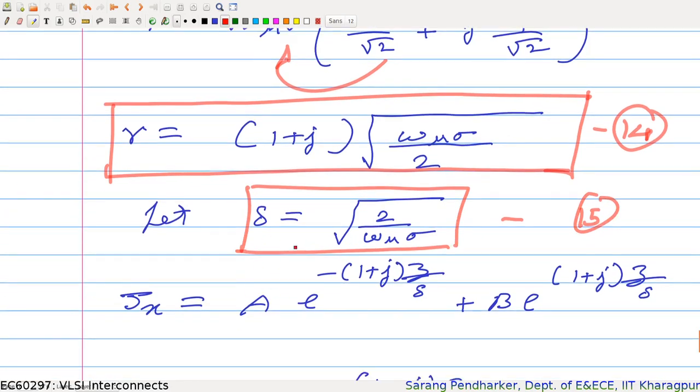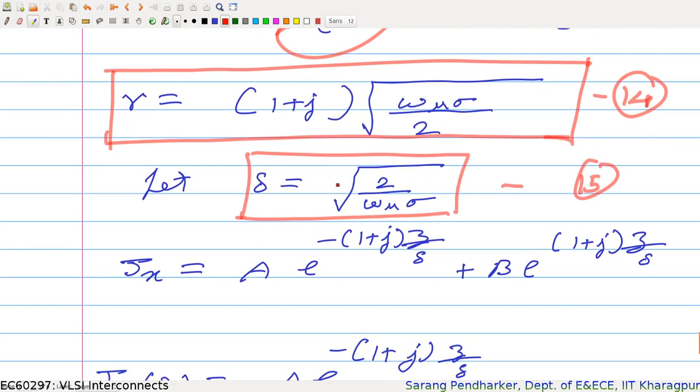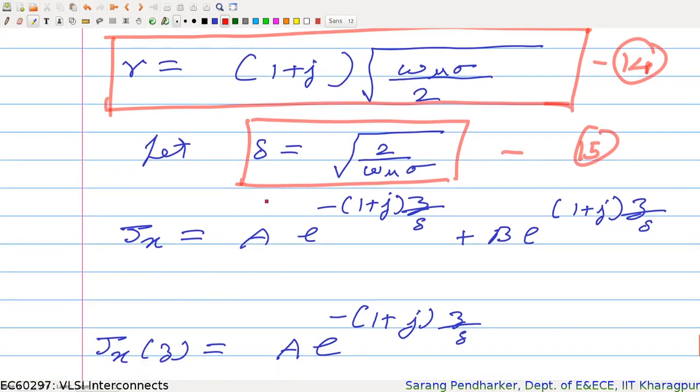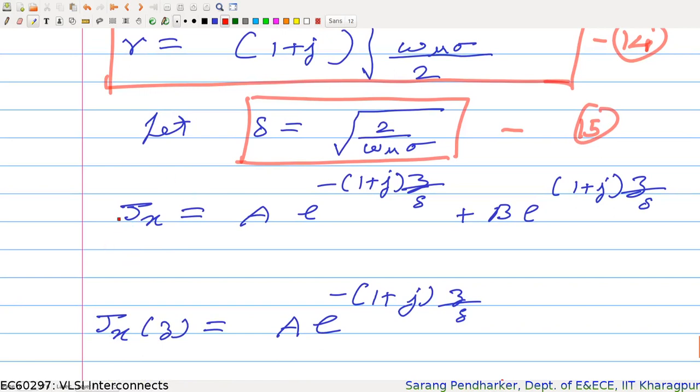So now if I substitute this delta in here, so delta is a constant, a positive number, right, and then gamma is 1 plus j divided by delta. So if I substitute it here, I can write my j_x as a e to the power minus (1 plus j) z by delta. Note that the dimension of delta is in meters, right? So it is in the units of space. So what you have is z divided by delta. This is sort of a constant which has the same dimensions as z.